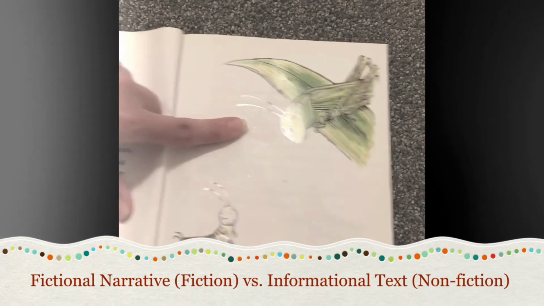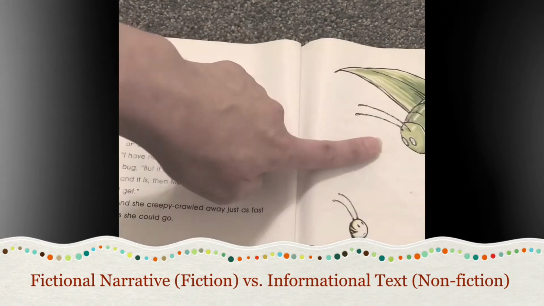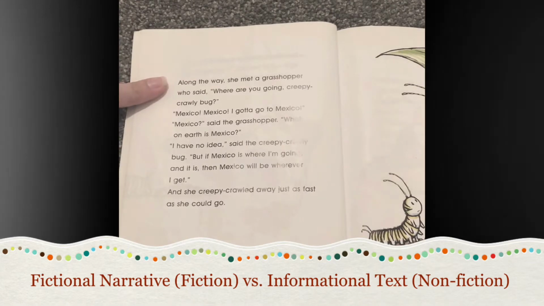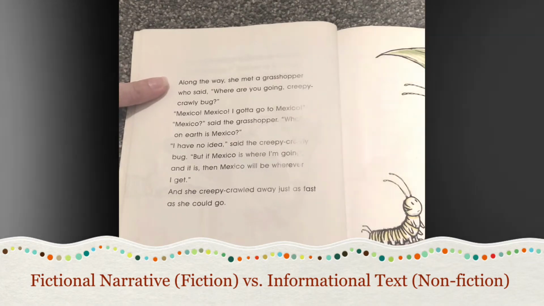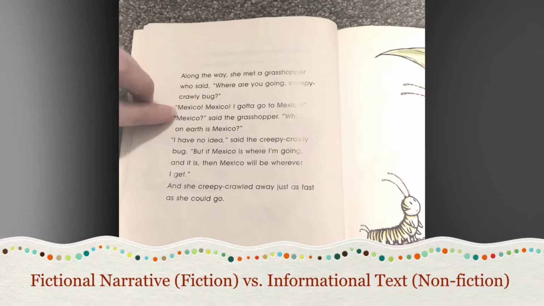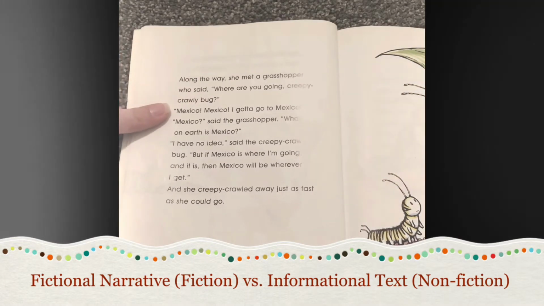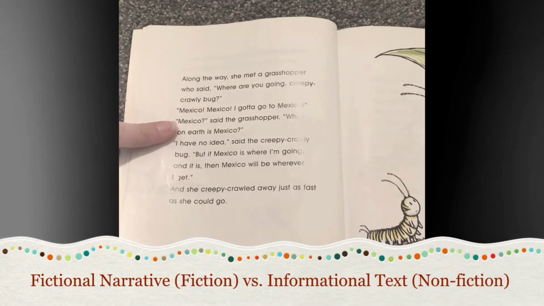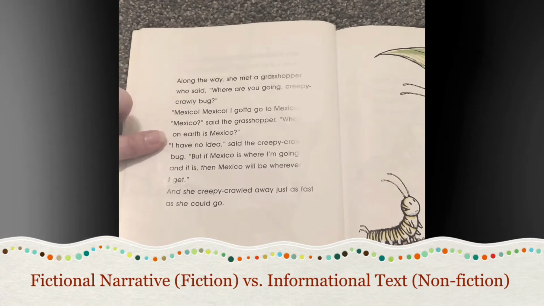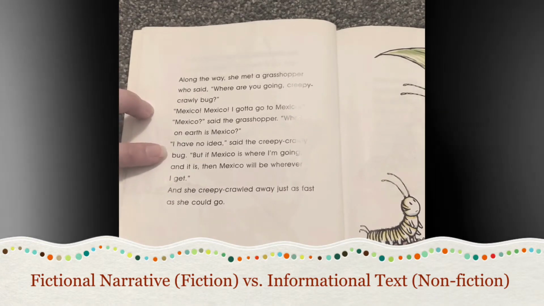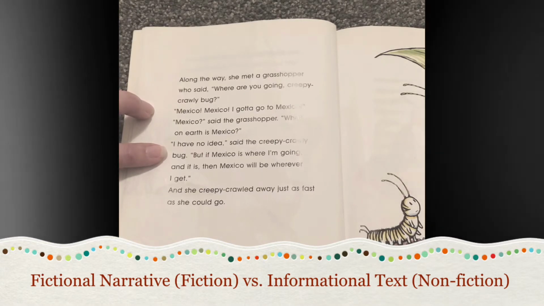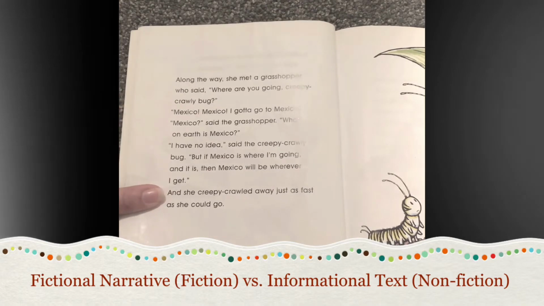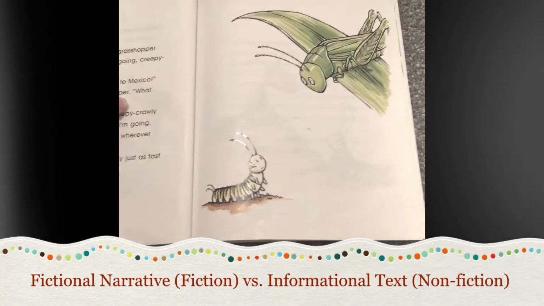Whoa. I see another guy coming up right here. He looks like a grasshopper. Along the way, she met a grasshopper who said, "Where are you going, creepy crawly bug?" "Mexico, Mexico. I gotta go to Mexico." "Mexico," said the grasshopper. "What on earth is Mexico?" "I have no idea," said the creepy crawly bug. "But if Mexico is where I'm going, and it is, then Mexico will be wherever I get." And she creepy crawled away just as fast as she could go.